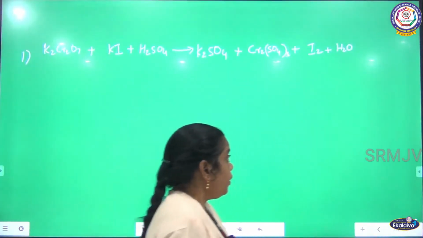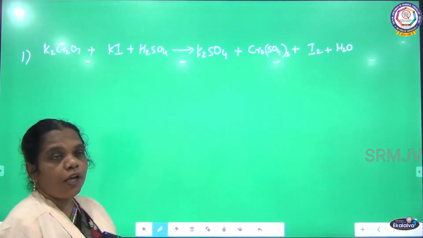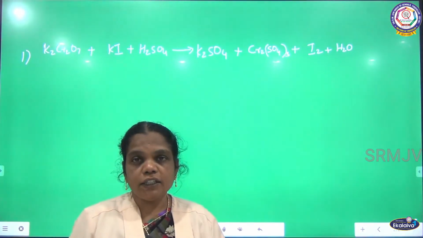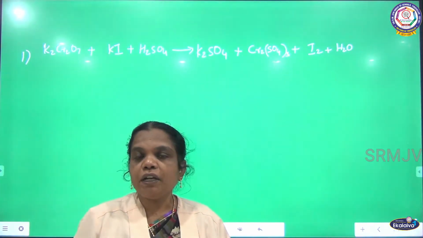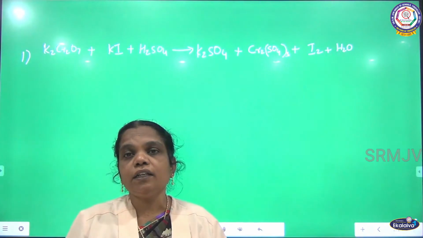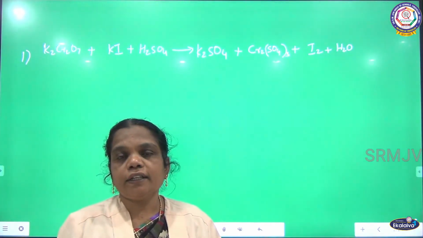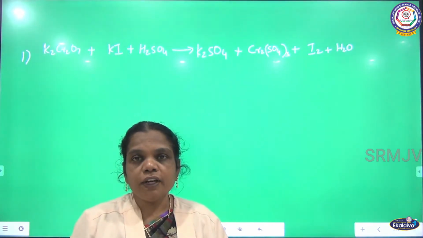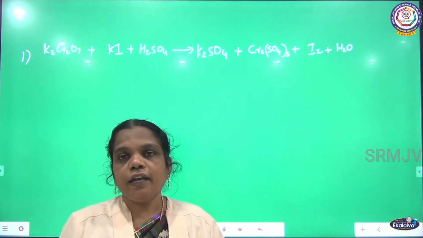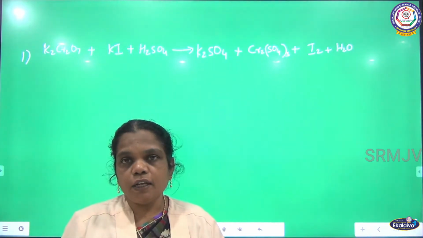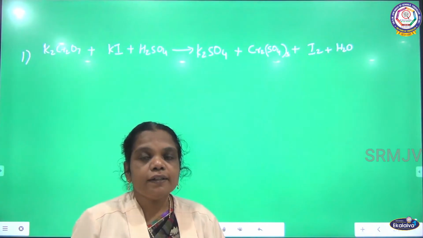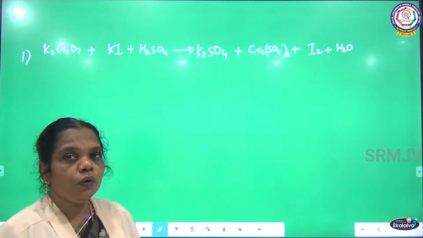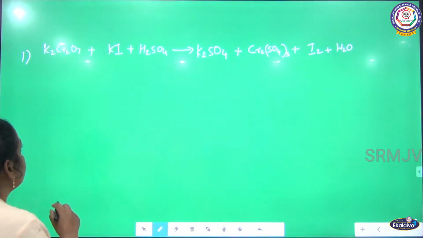Now, given the equation, first you have to assign the oxidation state for all the atoms, because this is a redox reaction, oxidation and reduction. Oxidation means loss of electrons and reduction means gain of electrons. So first you have to find out where the oxidation number is increasing and decreasing. So assign the oxidation number to all the elements.